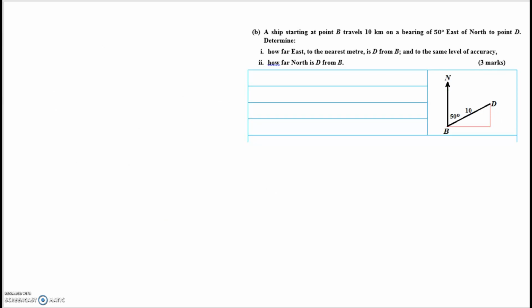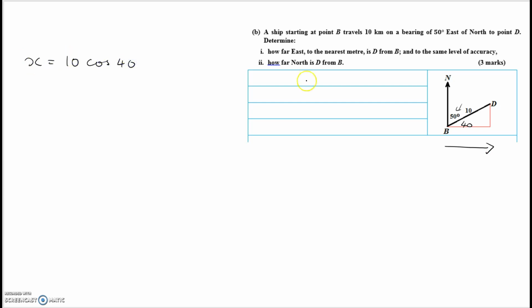This looks like a question that we haven't done, but it actually is. It's just very basic trig. If the top angle here is 50, then this one must be 40. So then in this direction, we know that, call it x equals 10 cos 40.